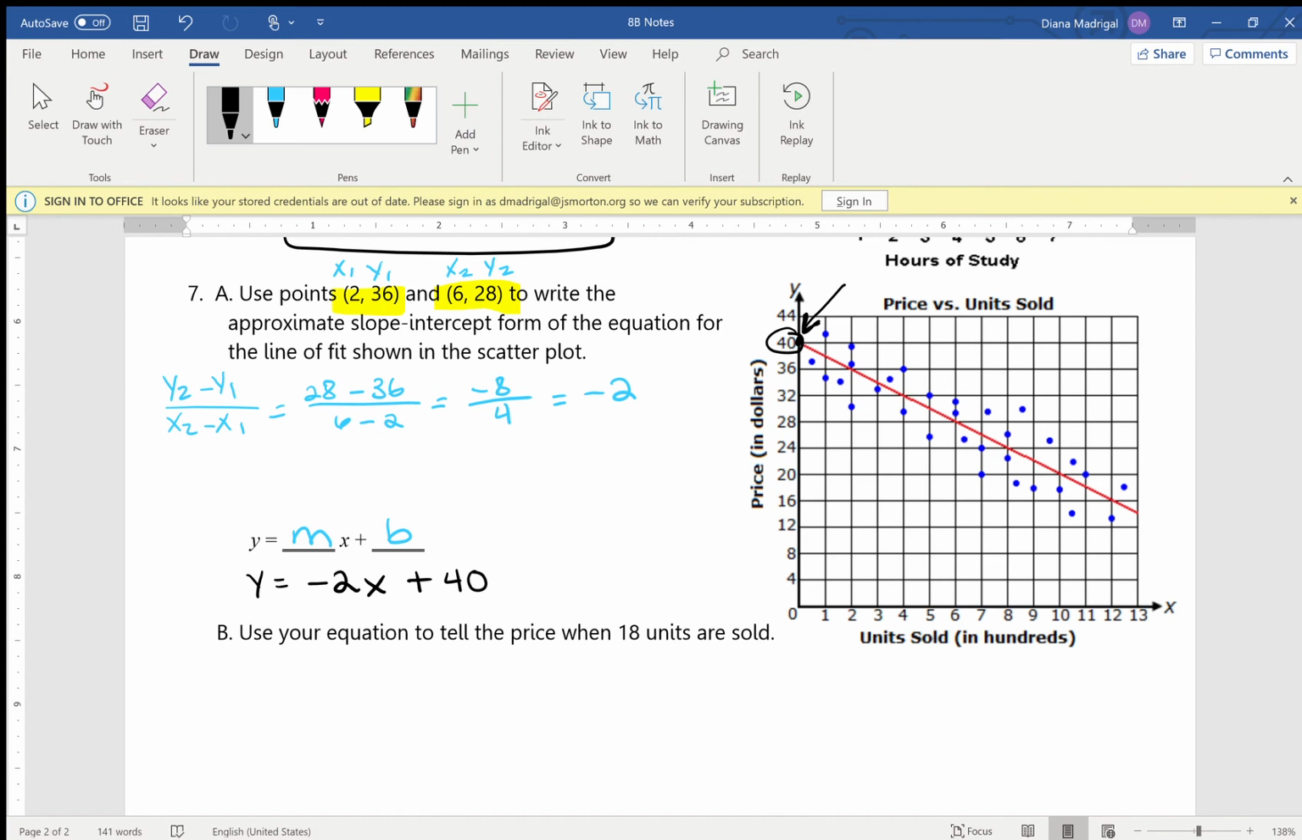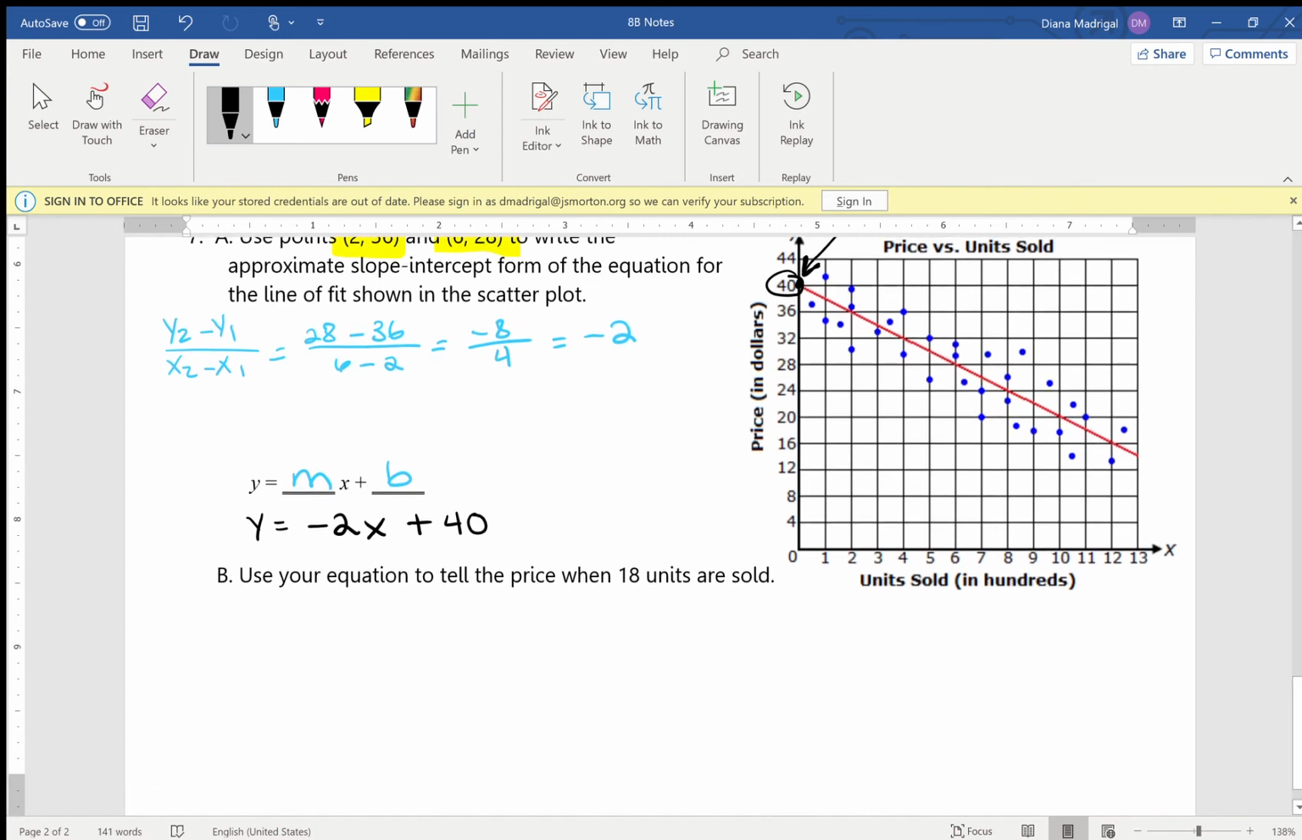All right, next. It says use your equation to tell the price when 18 units are sold. So you need to find when there are 18 units sold. Units sold is talking about the x-axis. You have your equation, y equals negative 2x plus 40, remember? 18 units sold is talking about the x, so x equals 18. And you need to find your y, the price.